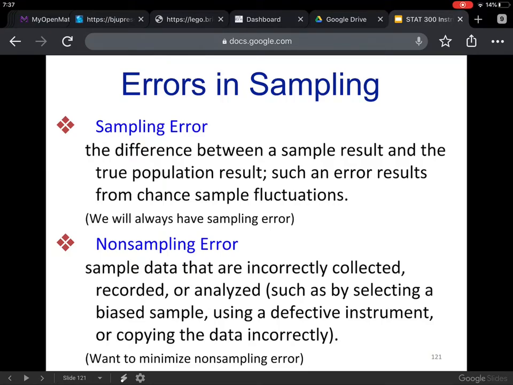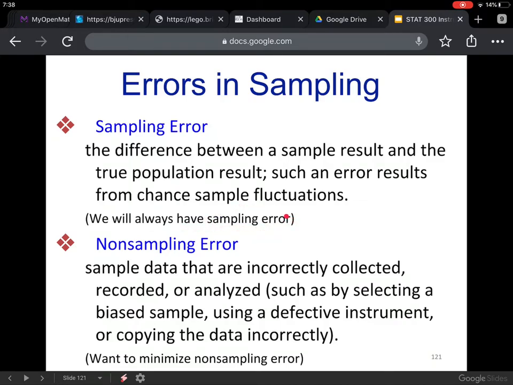Now let's talk about errors in sampling. There are different types of errors that can occur. Sampling error will always occur. And that's just telling you that there is a difference between what you got in the sample results and what the population results would be. Such an error results from chance sample fluctuations. We will always have sampling error.